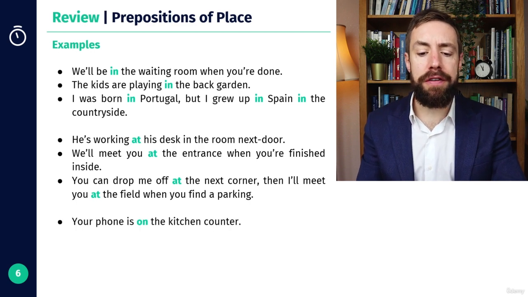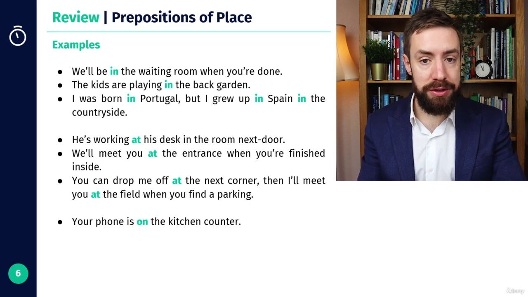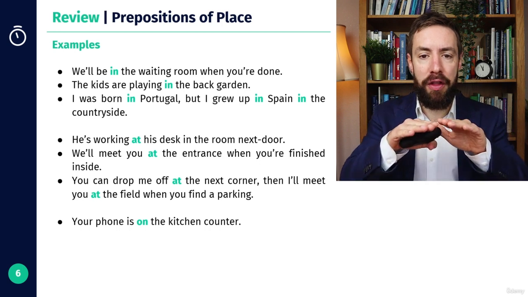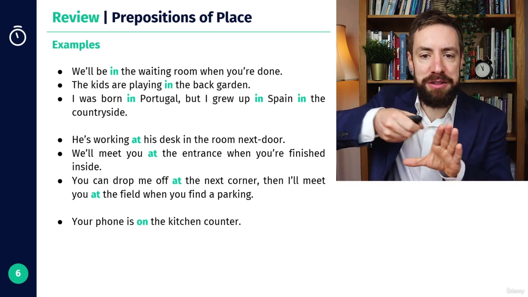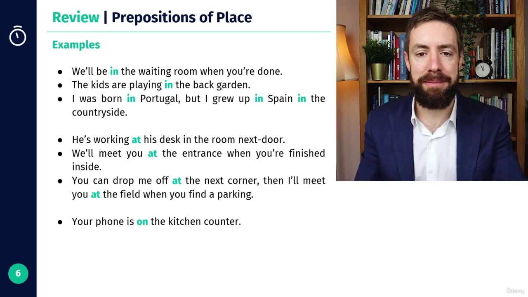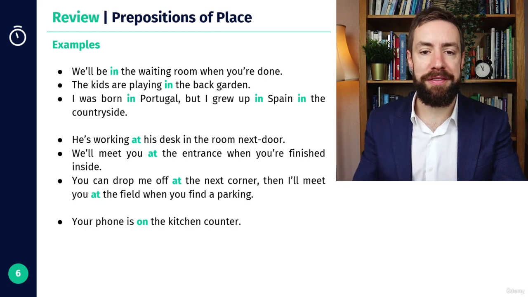And then on, your phone is on the kitchen counter. So the counter is the thing on the top in the kitchen when you do your chopping and things like that. So it's on top of that.